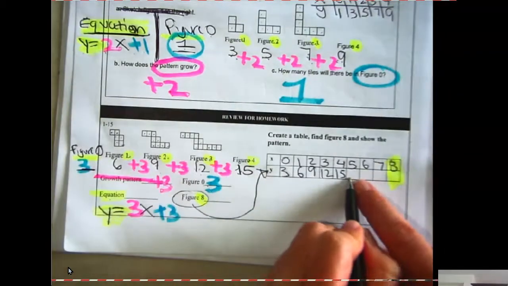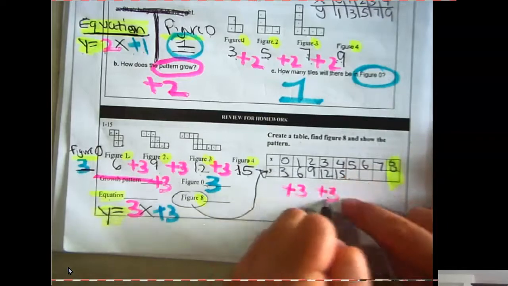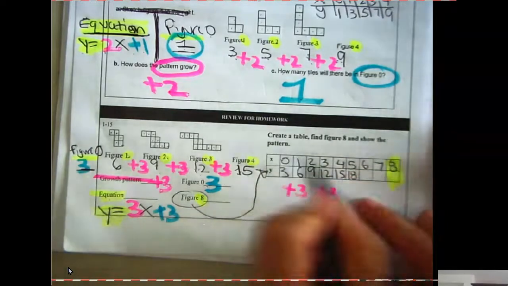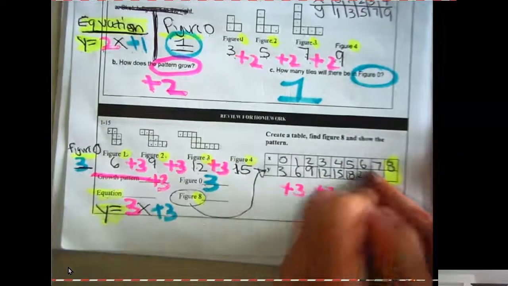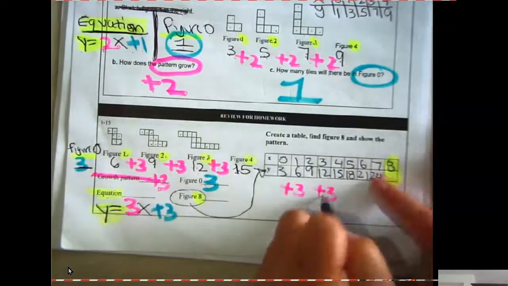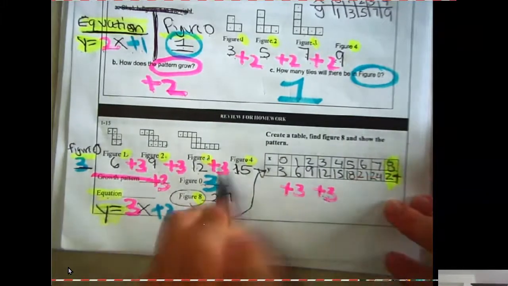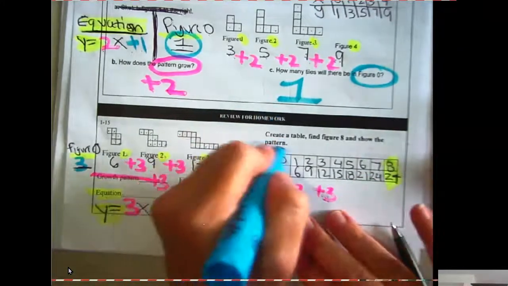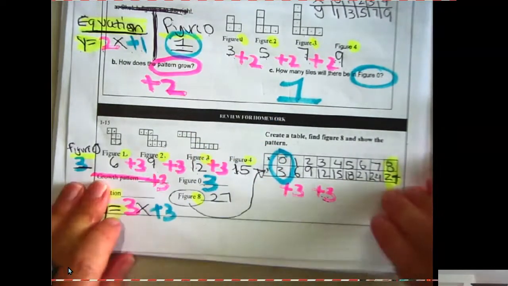Well, how do I get this one? I use the pattern. Plus 3, plus 3. So 15 plus 3, 18. Plus 3, 21. Plus 3, 24. Plus 3, 27. So let me show. Here's my blue. There's my pink. All right, let's go to the next page.